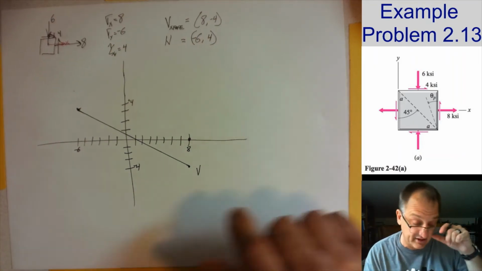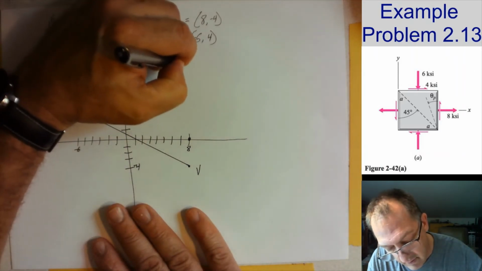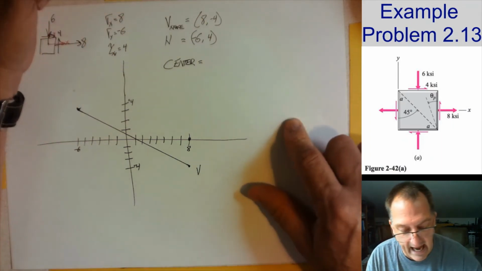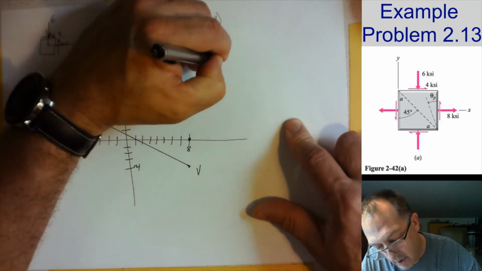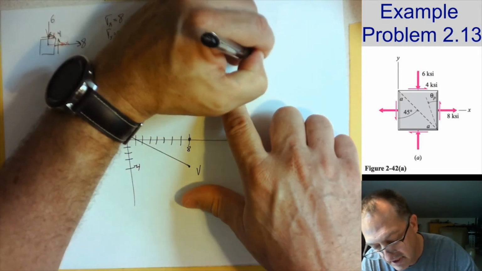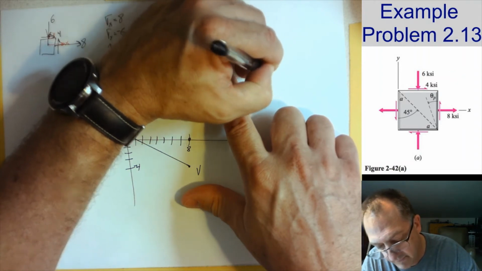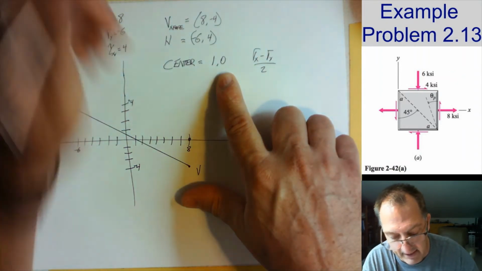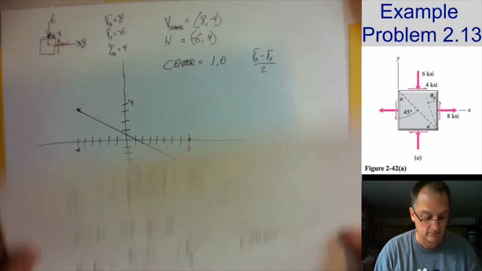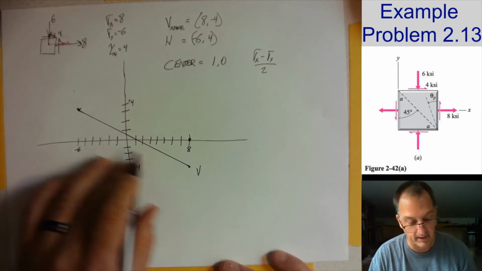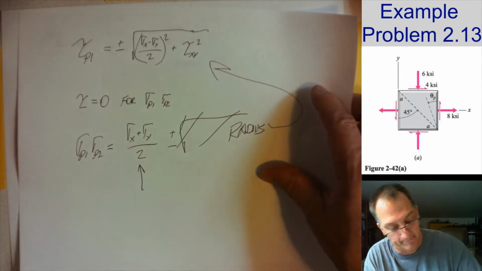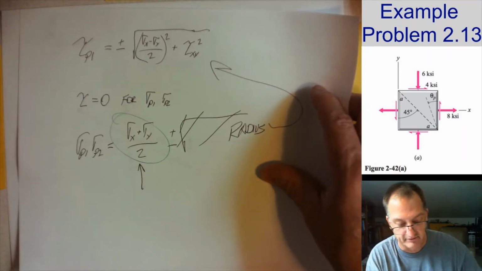So you can see the center of the circle is at 1, 0, but that's equal to sigma x plus sigma y divided by 2. Sorry, I said minus at first; it's plus. See, I was catching that. Sigma x plus sigma y over 2, it's right here. That's the center of the circle.